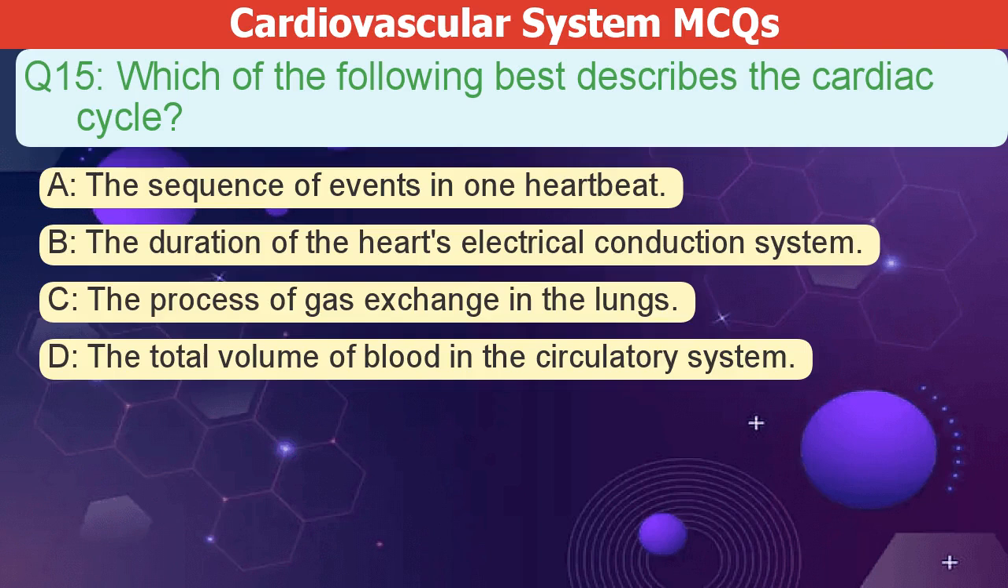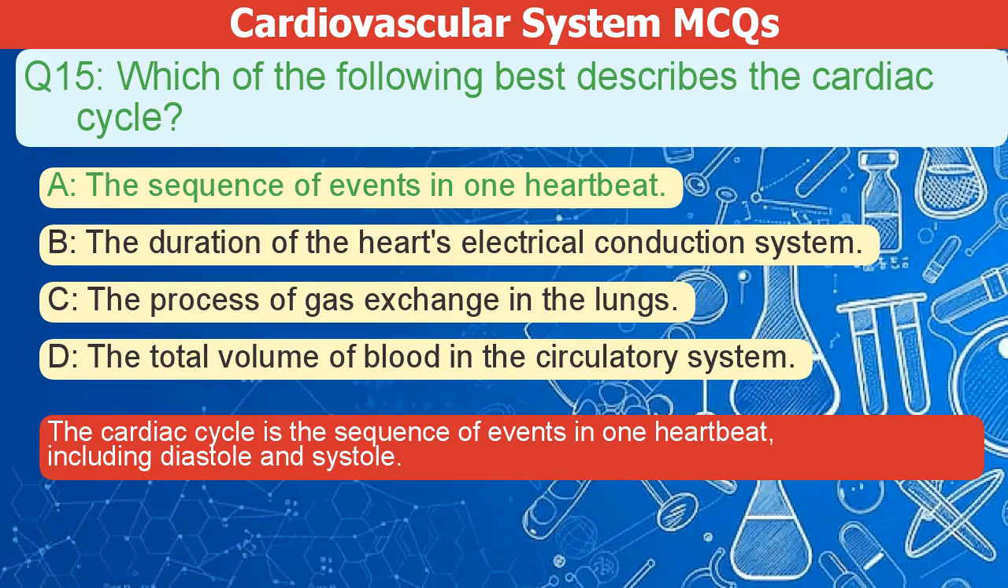B. The duration of the heart's electrical conduction system. C. The process of gas exchange in the lungs. D. The total volume of blood in the circulatory system. The correct answer is A. The cardiac cycle is the sequence of events in one heartbeat, including diastole and systole.